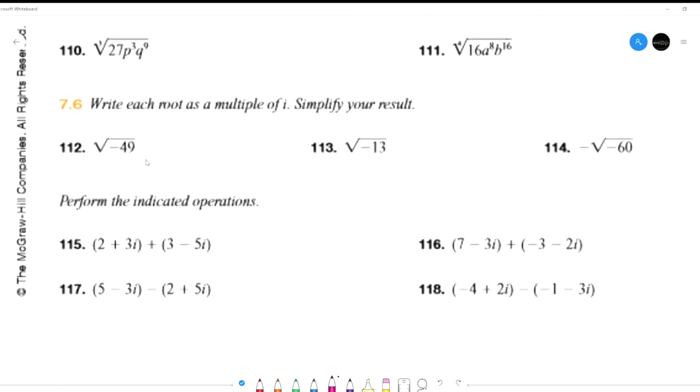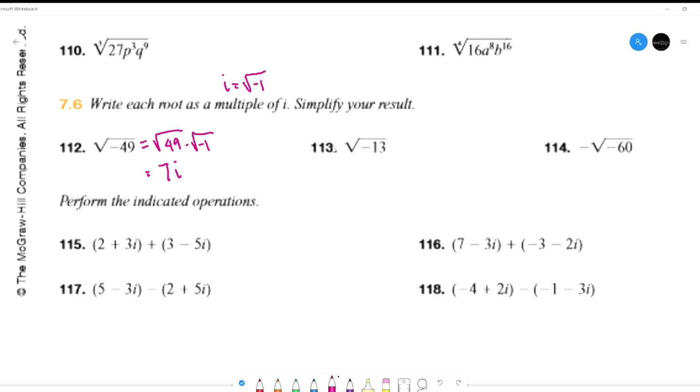Okay, but anyway, so we learned that our i, right? i is equal to the square root of -1. So this radical -49 is equal to the square root of 49 times the radical -1, right? So you can simplify the radical 49, that becomes 7, and your square root of -1 is equal to your i, right? So this is equal to 7i.